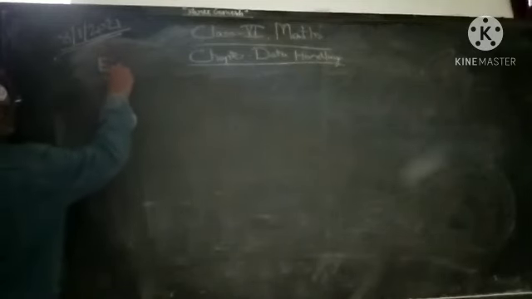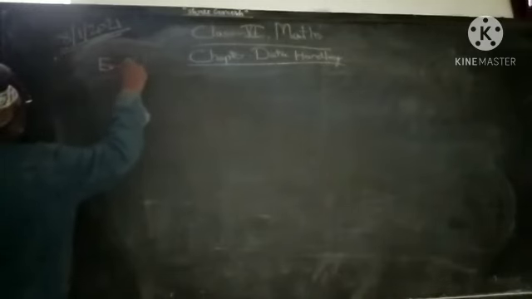Now, let's start with exercise 9.1. In 9.1, it says that in a mathematics test, the following marks are obtained by 40 students. Arrange these marks in a table using tally marks.